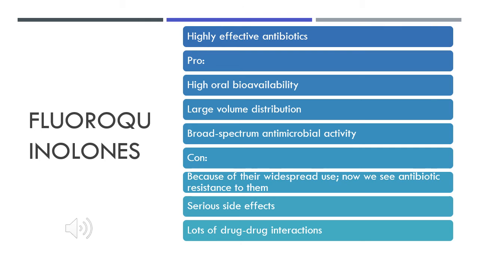So the pros of the fluoroquinolones, besides being highly effective, is that they have high oral bioavailability. Again, it means you can take a pill and it works as well as an antibiotic that comes in an IV form, essentially. Large volume of distribution, broad spectrum antimicrobial activity, can be used for lots of different things, which we'll talk about. And the con is that because of their widespread use, now we see antibiotic resistance to them. They do have serious side effects, and there's lots of drug-to-drug interactions. So just to break down what we're going to talk about in further detail.